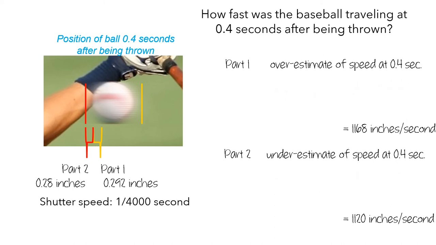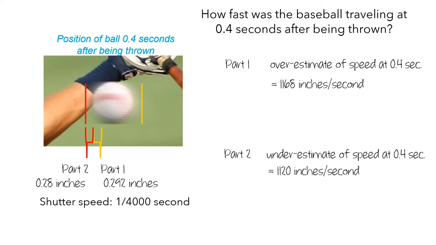Putting this together, we see that 1,168 inches per second is an overestimate of the instantaneous speed of the ball at 4/10 of a second, and 1,120 inches per second is an underestimate of the instantaneous speed of the ball at 4/10 of a second. Now, since speed requires a change in time, we can never determine the speed at a single moment in time. However, we have used average speeds to approximate the instantaneous speed, to see that the instantaneous speed is between these two averages. And, in particular, we know that the amount our approximations could be off by is at most the difference between the overestimate and the underestimate, in this case, 48 inches per second.